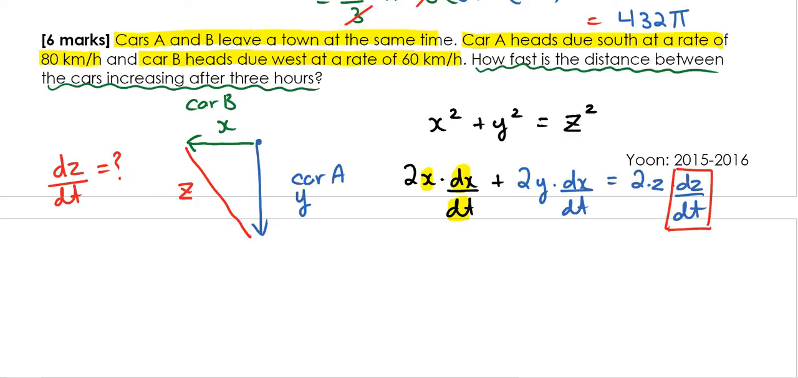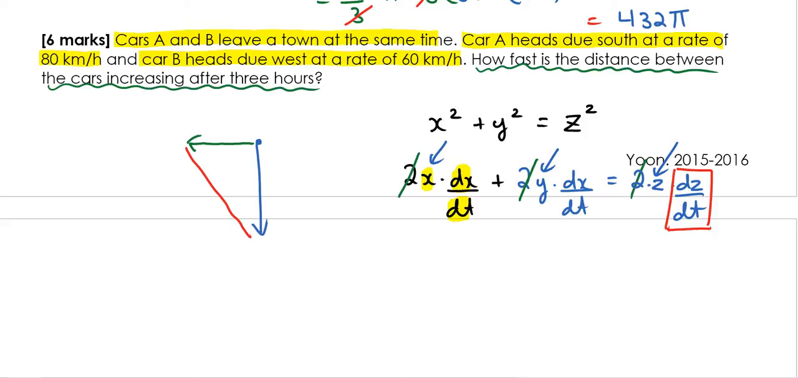All the 2's can just cancel off here, and then all we have to do is find the value of x, the value of y, and the value of z. Once we find the values for those variables, then we can find dz by dt. Alright, so let's delete this information here, and let's relabel the diagram now.